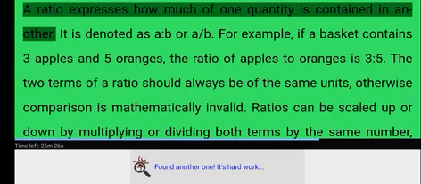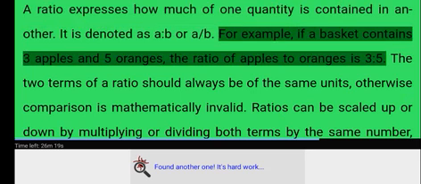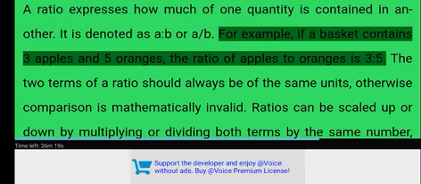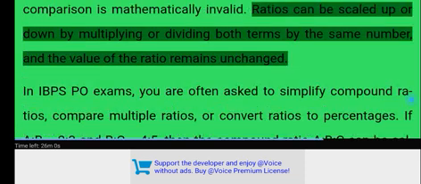A ratio expresses how much of one quantity is contained in another. It is denoted as a:b or a/b. For example, if a basket contains 3 apples and 5 oranges, the ratio of apples to oranges is 3:5. The two terms of a ratio should always be in the same units, otherwise the comparison is mathematically invalid. Ratios can be scaled up or down by multiplying or dividing both terms by the same number, and the value of the ratio remains unchanged.